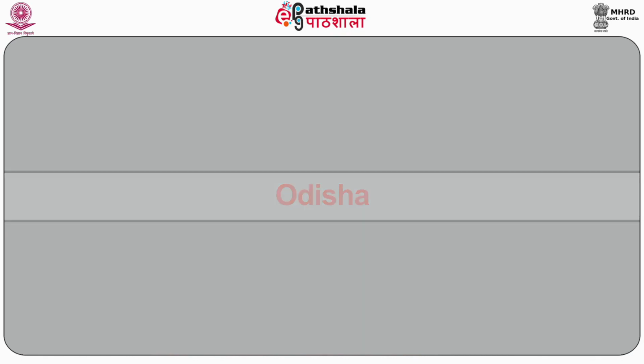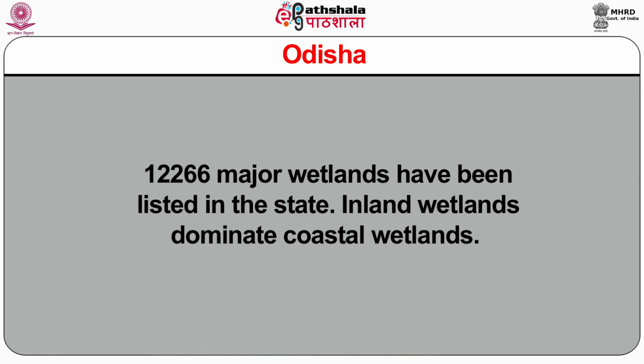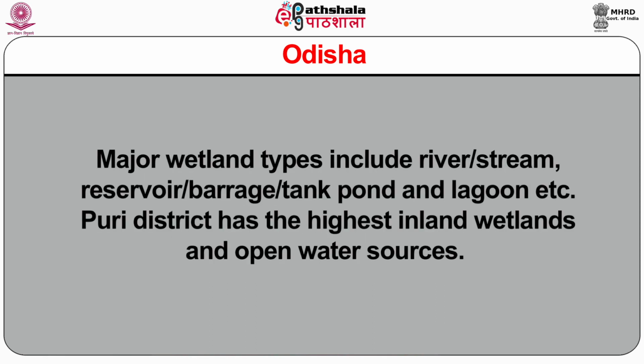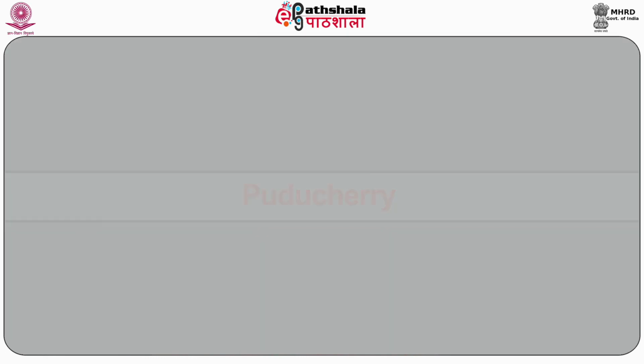Odisha. 12,266 major wetlands have been listed in the state. Inland wetlands dominate coastal wetlands. Major wetland types include river, streams, reservoir, barrage, tank, pond and lagoons, etc. Puri district has the highest inland wetlands and open water sources. Pondicherry. 259 wetlands have been identified in Pondicherry. Major wetland areas include river, stream, lake, pond followed by tank, ponds.